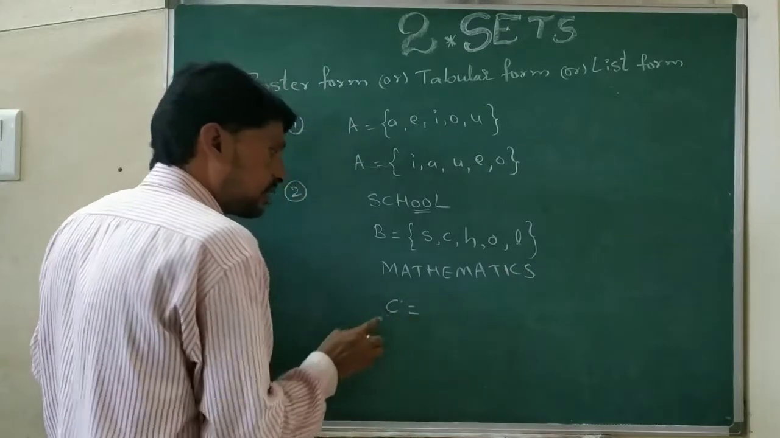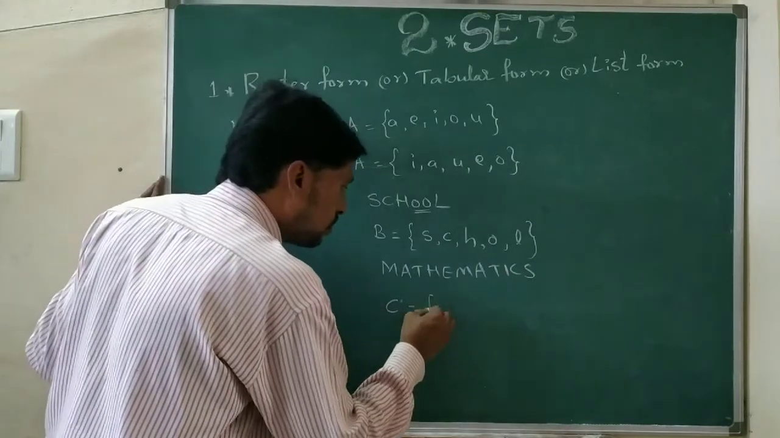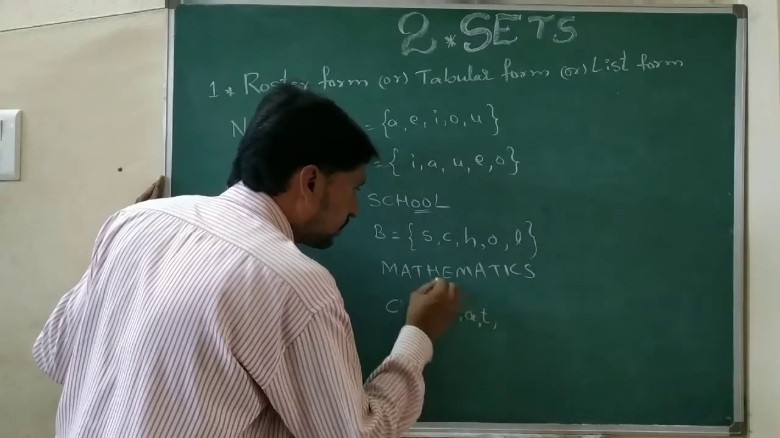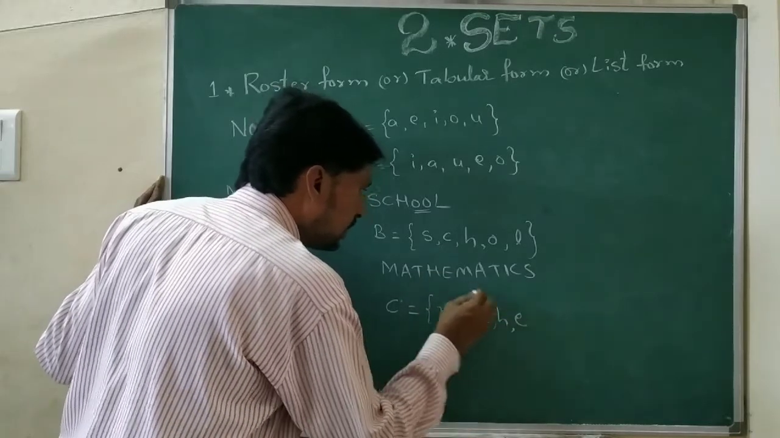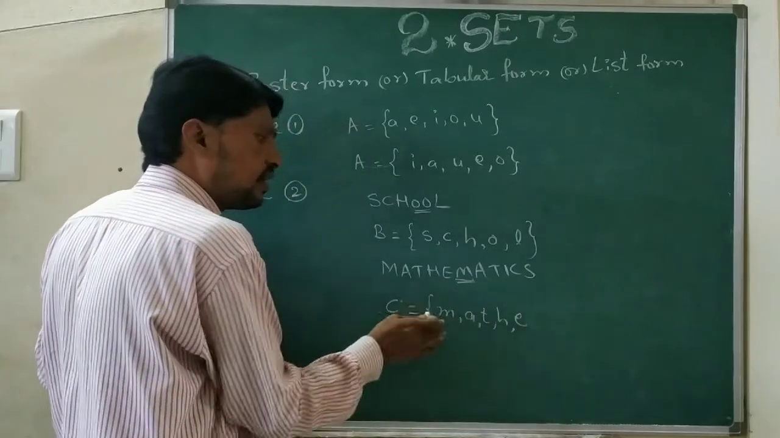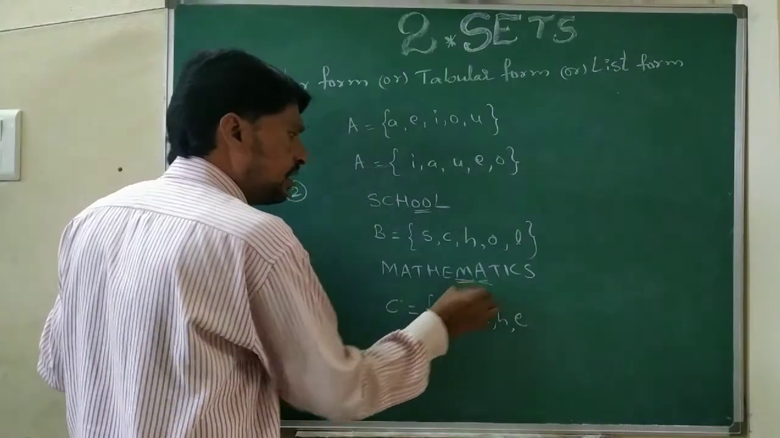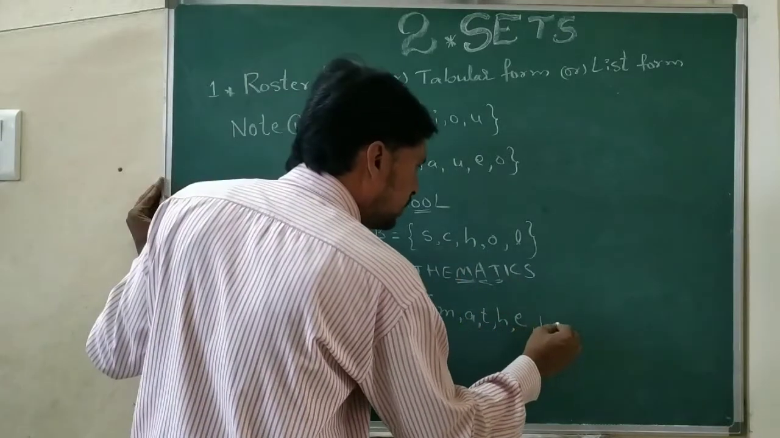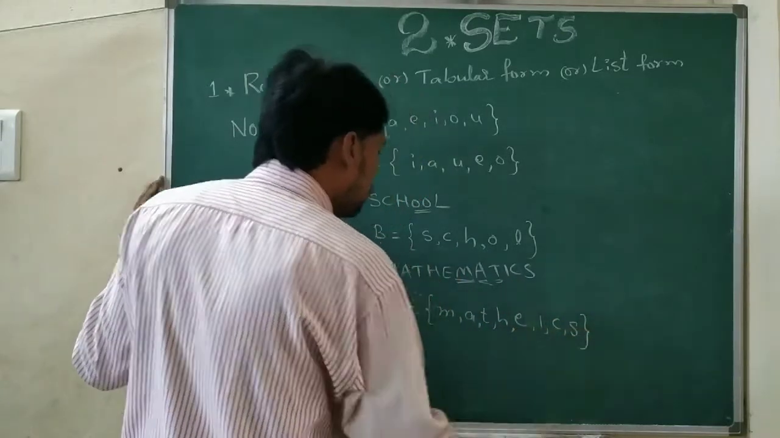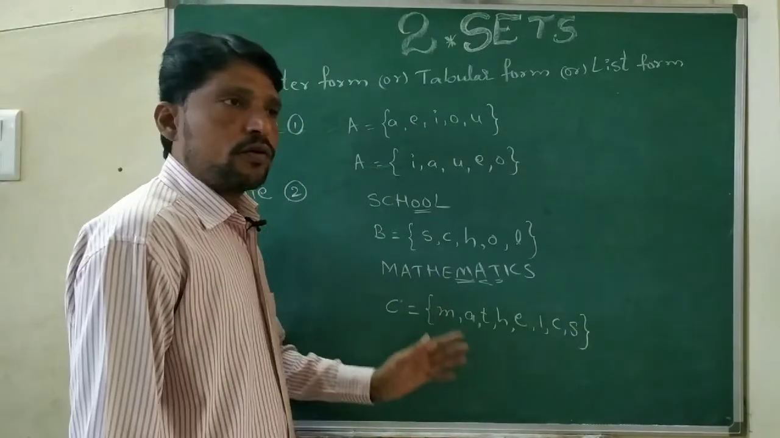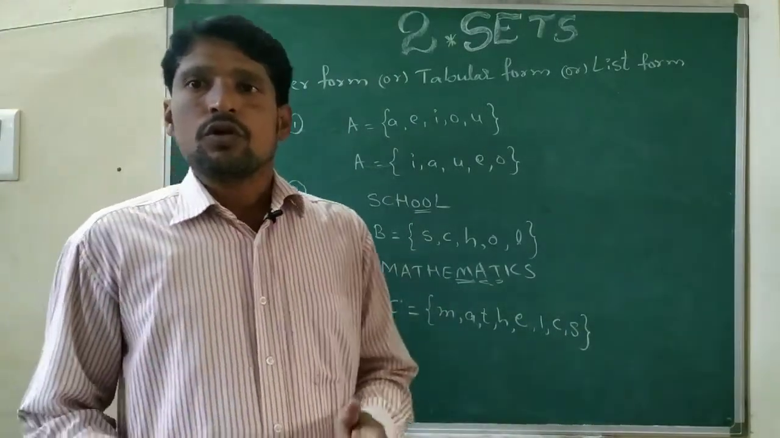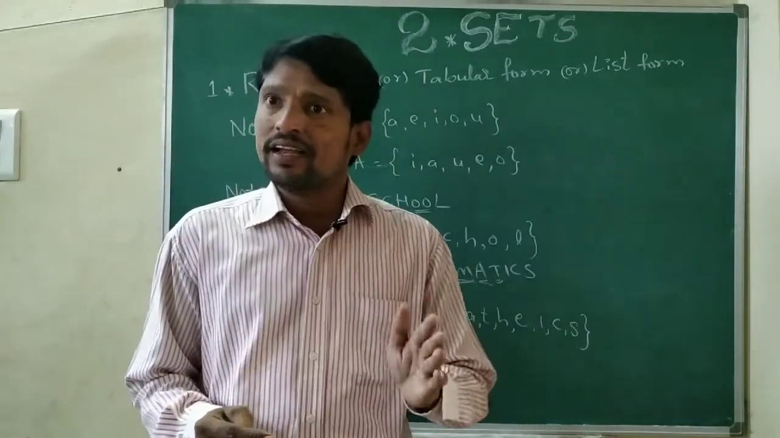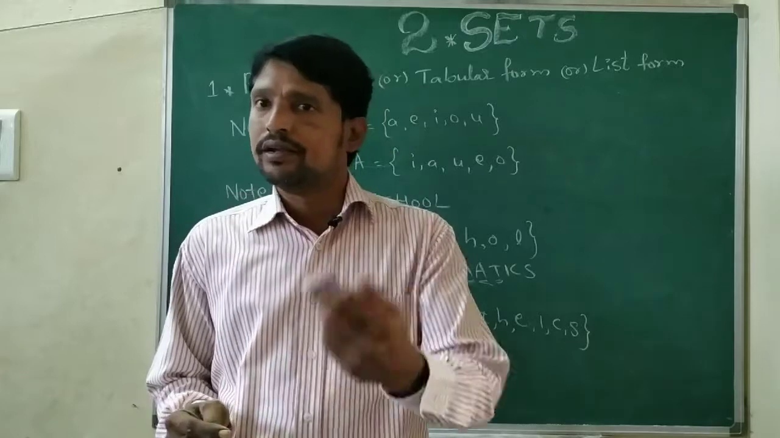Here, naming the set, I am taking it as C. M, A, T, H, E, M. The repeated letters are already written, so there is no need to write them again. A, already written. T, already written. And I, C, S. So this is note number 2: in a set, the element should not be repeated.